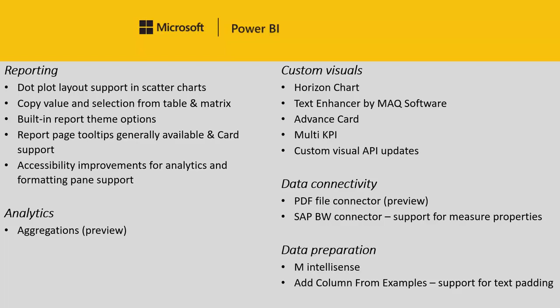Our last update in the data connectivity section is specific to the SAP BW connector. We are now enabling the ability to select additional measure properties when using this connector in import mode. Within the Navigator dialog, you can now select one or multiple measure properties. Stay tuned, because we also plan to support this capability in SAP BW direct query mode as well.